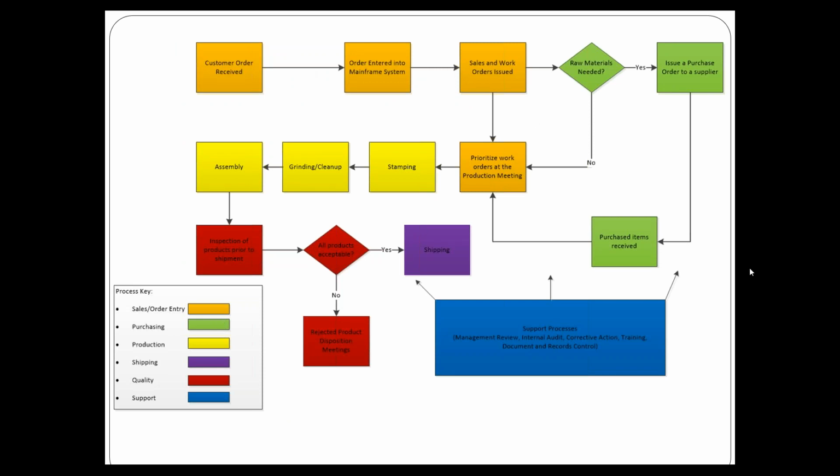So instead of removing processes or steps and overhauling the documentation, you can keep it the way it is. And in this case, the key uses a color coding system to group steps into their representative process and call out what those processes would be called based on your understanding of your system. So from this original example, we now have key processes of sales and order entry, purchasing, production, shipping, quality, and support. And again, these are only a couple examples of what those support processes may include. This will vary by industry, just as the core process names will vary by industry.